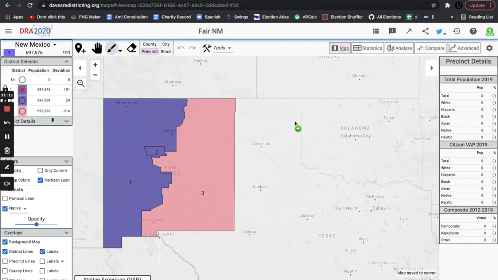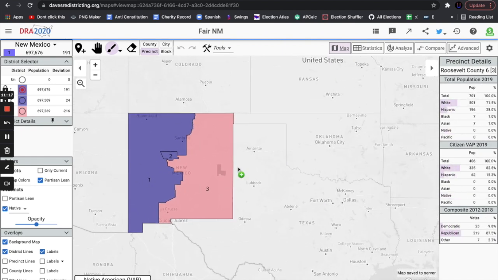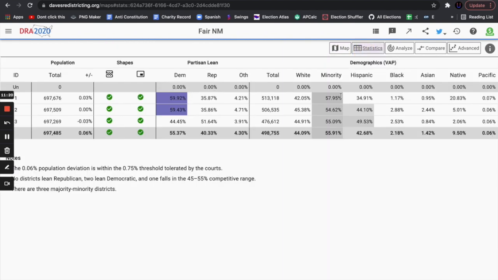I'm just trying to recall when I looked at the stats earlier, but you essentially had 2 state Democratic districts, one like the Republican district. It's a pretty clean-looking map. I think it's pretty good. Obviously it follows the VRA, because all of these districts are actually majority-minority.